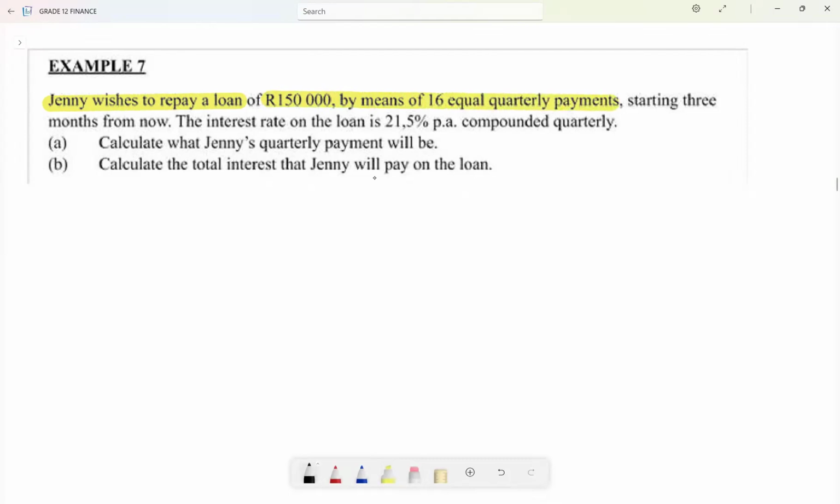We have here the present value because this is the amount that you want to settle, 150,000 by means of 16 equal payments. Equal quarterly payments, very important. Starting 3 months from now, I'll come back to that statement. The interest rate on the loan is this much, compounded quarterly. If it is compounded quarterly, it means you're going to pay how many times? 4 times a year. After every 3 months you pay. So my n is 16 sharp, quarterly.